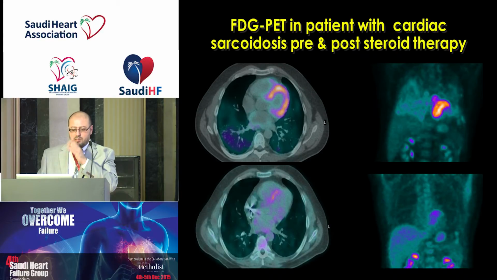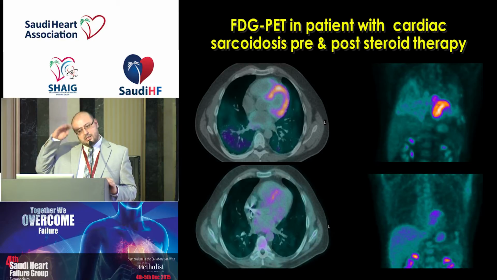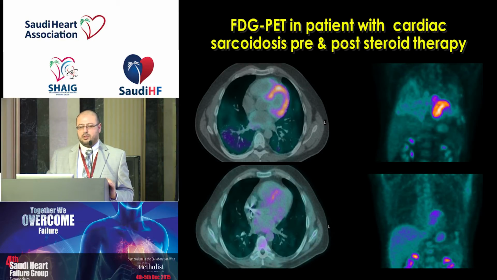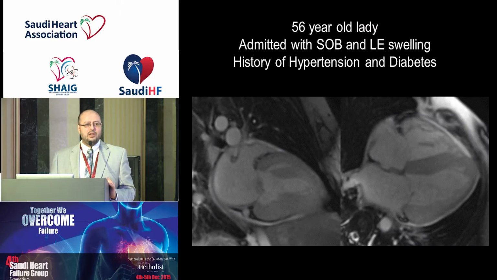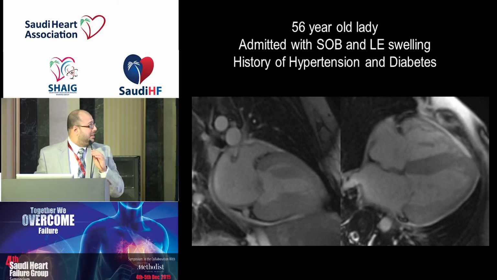But you can see also, this is another patient, a 56-year-old lady. She's admitted with shortness of breath, lower extremity swelling. She's got history of hypertension and diabetes. But compared to the other images, you can see how bright the myocardium itself is. It is much brighter than what we are used to seeing, and this is even before giving the gadolinium. So the left atrium is dilated, there's significant mitral regurgitation, but there's also some right ventricular dysfunction too.